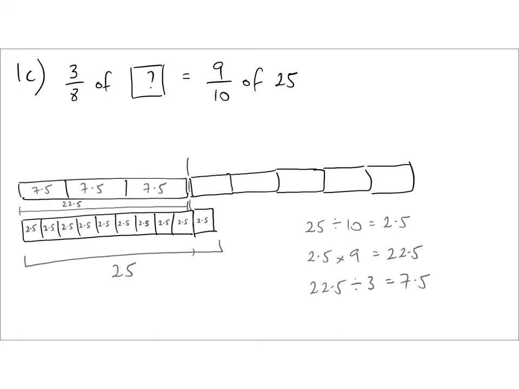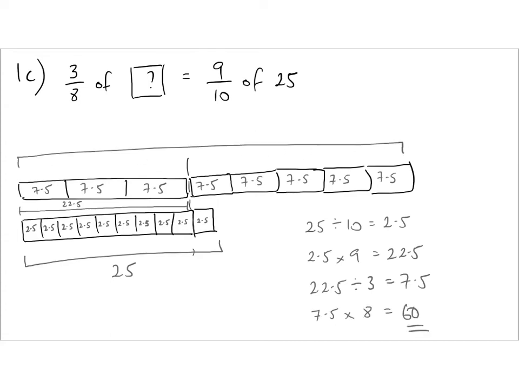And now for these ones, so then I've just written them just here. Now we're after the total width. So then 7.5 times 8 gives us 60. So I can write that just here. So 3/8 of 60 is equal to 9/10 of 25.